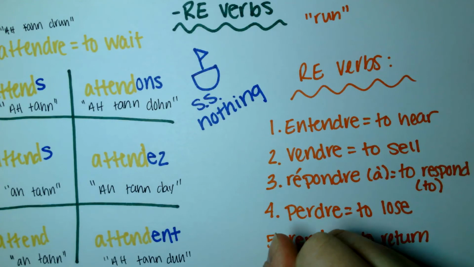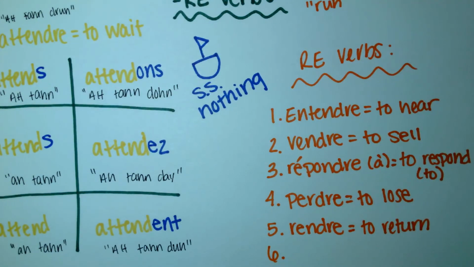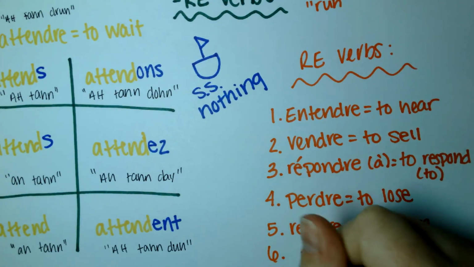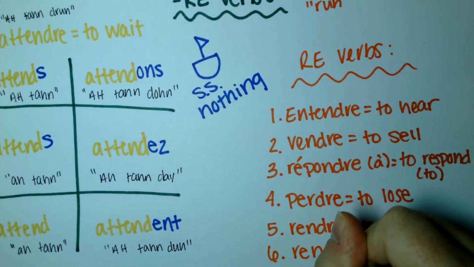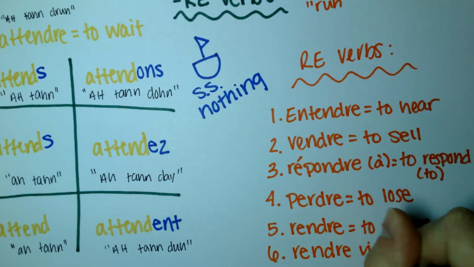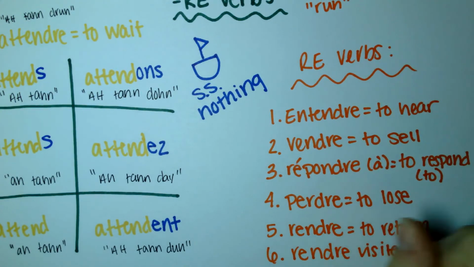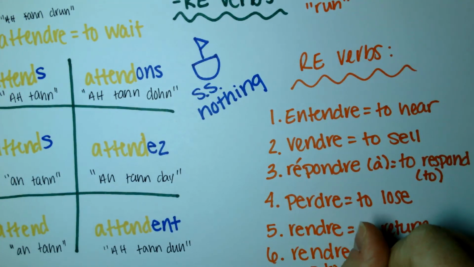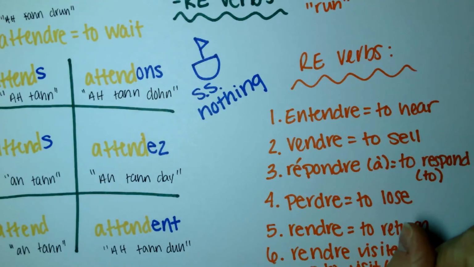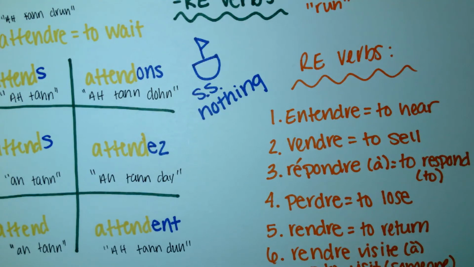And our last verb for today, our sixth verb, is kind of playing off of rendre. It's rendre visite. So rendre visite means to visit, and rendre visite à means to visit someone. So rendre visite, to visit, and à is someone. Like, I would say, je rends visite à ma mère.